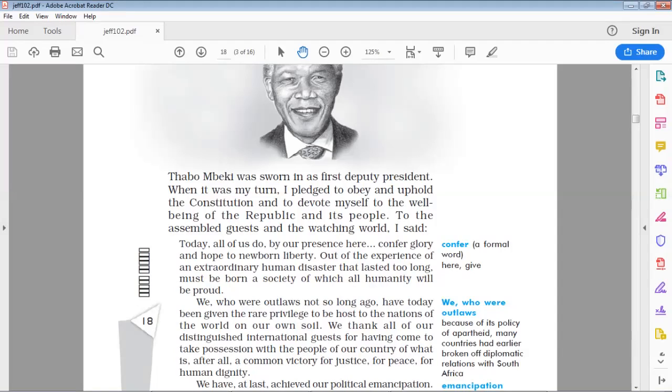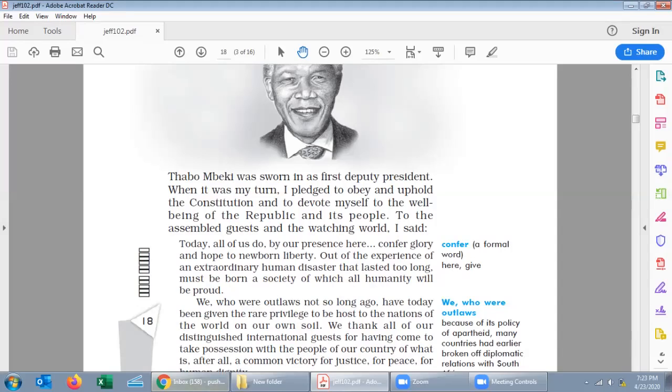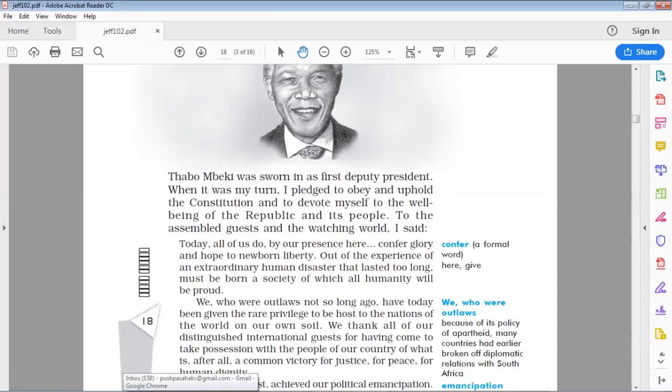We thank all of our distinguished international guests for having come to take possession with the people of our country of what is, after all, a common victory for justice, for peace, for human dignity. And all the international guests have come, and he wants to give every one of them the same victory, that is for justice, for peace, for human dignity. Means everybody will have this justice, everybody will have the peace, everybody will have the same self respect.